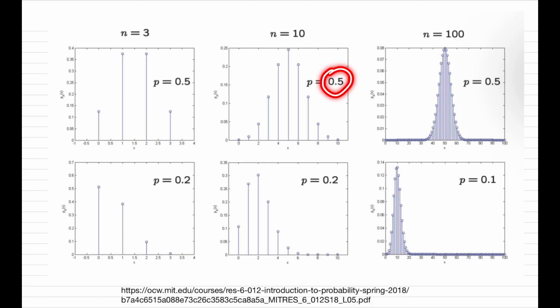Because if our coin is unbiased, that means there is a 50% chance of getting head and a 50% chance of getting tail. Then if we do the trials 10 times, most likely we will end up with 4 heads or 5 heads, something like that, or 6 heads, right? That is why the events where the random variable is taking the value 4, 5 or 6 are more likely than other events, right?